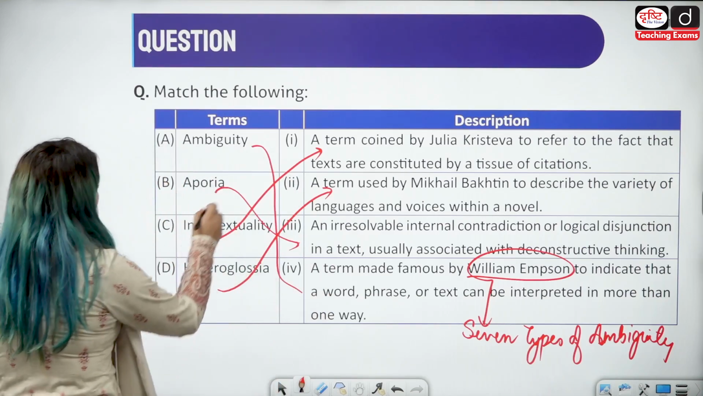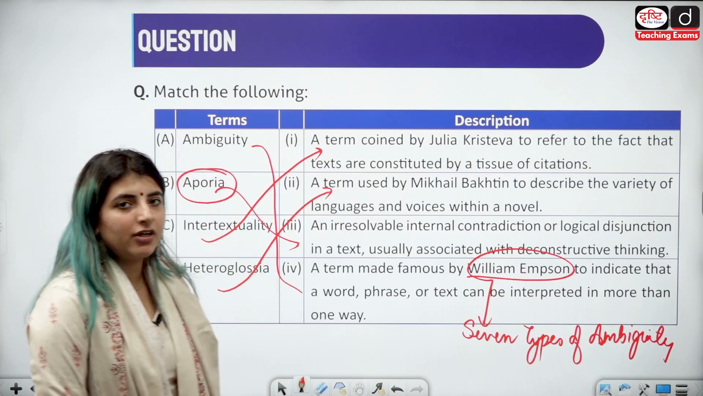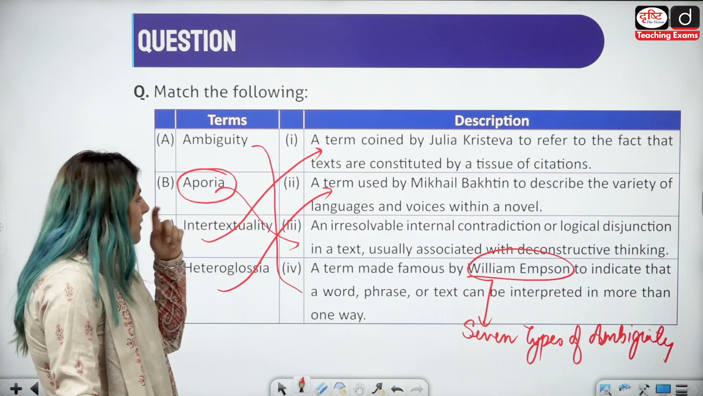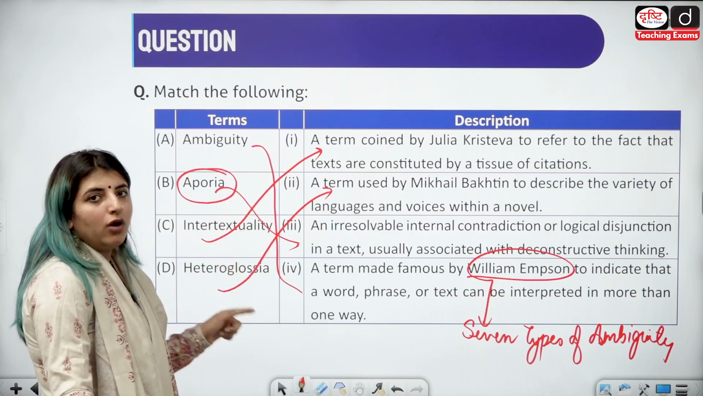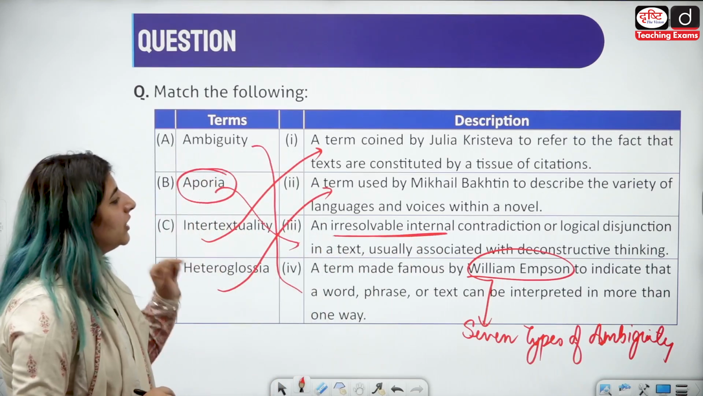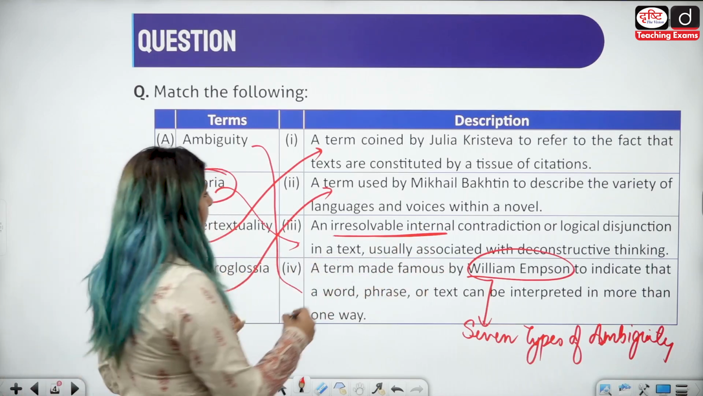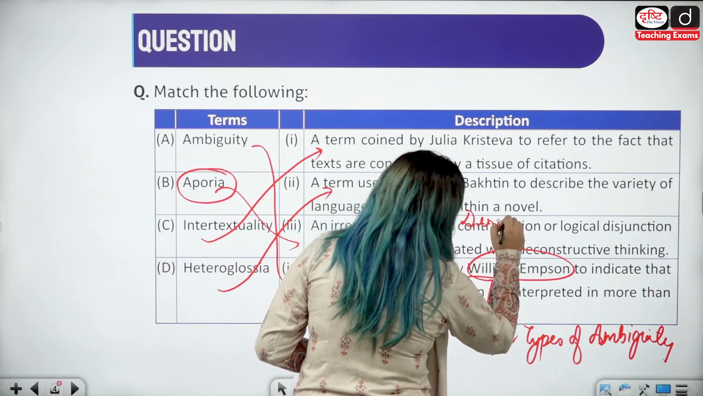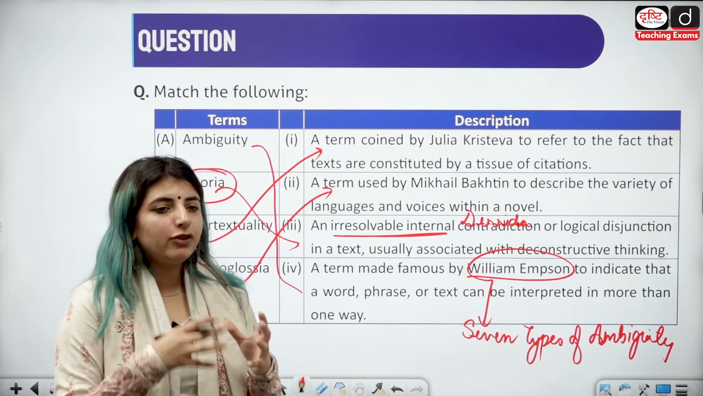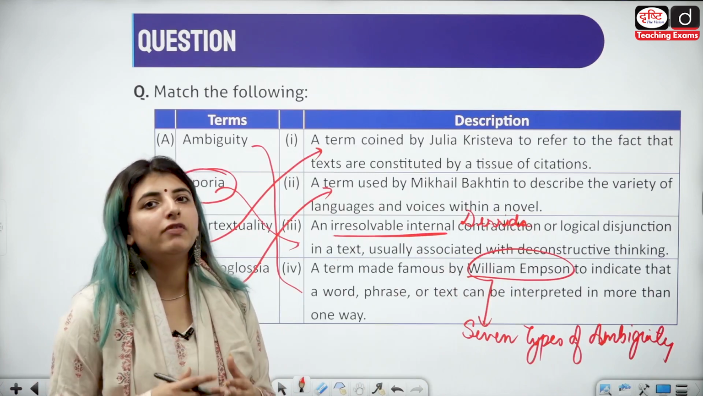Correct? Then we have aporia. If you would have seen the previous lectures, even in post-structuralism or deconstruction, you will be aware of this term. This term was given by Derrida to talk about what? To talk about the irresolvable internal contradiction or logical disjunction in a text, usually associated with deconstructive thinking. So majorly, which is the theorist that it is associated with? It is associated with Jacques Derrida. Correct? He says that if you are reading a text, there will always be doubts, which will be irrevocable or irresolvable.